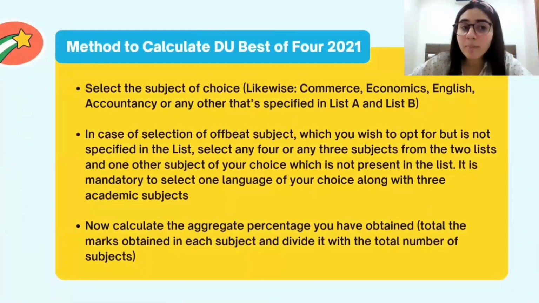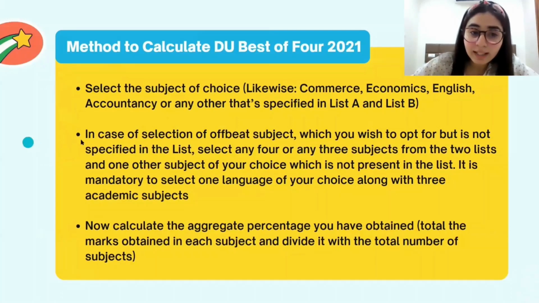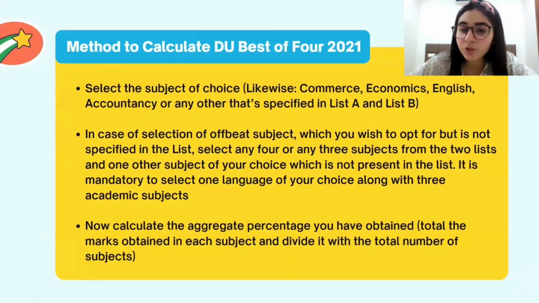Now jumping on to the method of calculating DU best of 4. The first step will be selection of subject of your choice. So it can be any subject of commerce stream, economics, English, accountancy, or any other specified subject in the list. Now the second step: in case of an offbeat subject which you should opt for but is not specified in the list, select any 4 or 3 subjects from the 2 lists and one subject of your choice which is not present in the list. It is mandatory to have selected one language of your choice along with 3 academic subjects. So you should have one language along with 3 academic subjects.